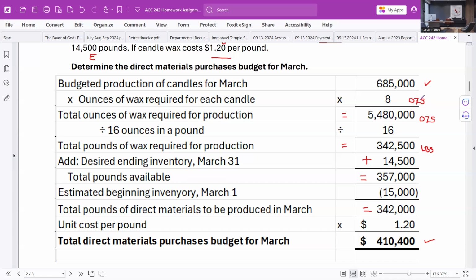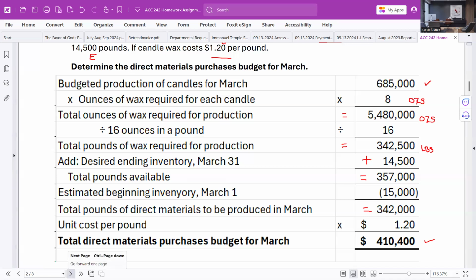So we're purchasing enough to cover, again, what we need for production. In this case, we're only going to purchase 342,000. We're purchasing something less than what we actually need for production because we're taking some from inventory. Inventory is going from 15,000 to 14,500. So we purchase enough to cover production, in this case, minus what we are taking out of inventory. And that's our materials purchases budget.